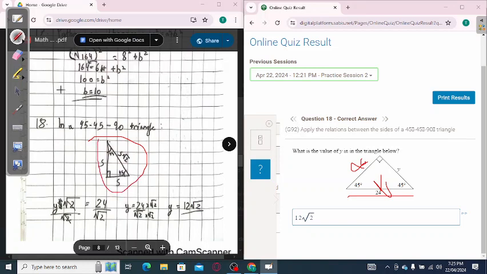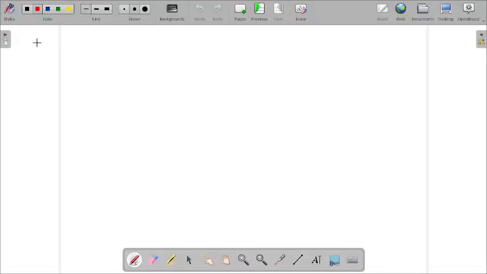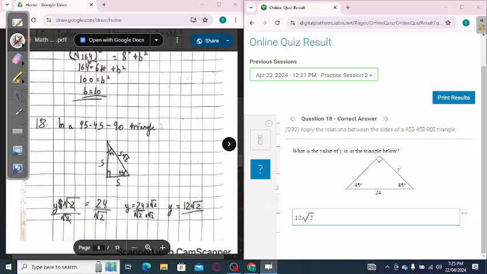Now, note that the s radical 2 is the hypotenuse. So like here in my triangle, it's the hypotenuse, and here in the exam and quiz triangle, it's the hypotenuse. It's always the hypotenuse, the s radical 2 side. The other two sides are s. In this case, s is denoted as y. So y radical 2 is equal to 24. I have it written here in my notes.